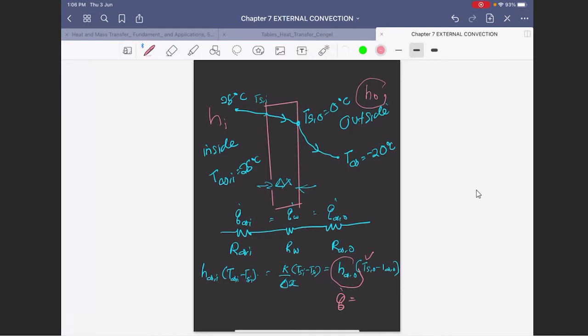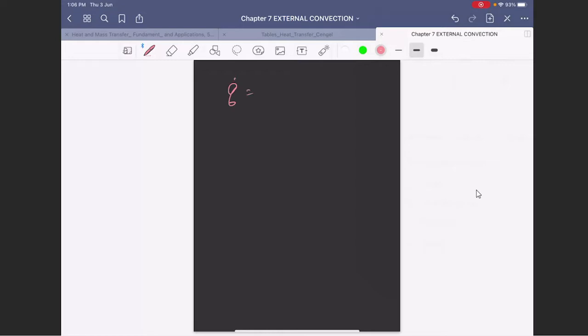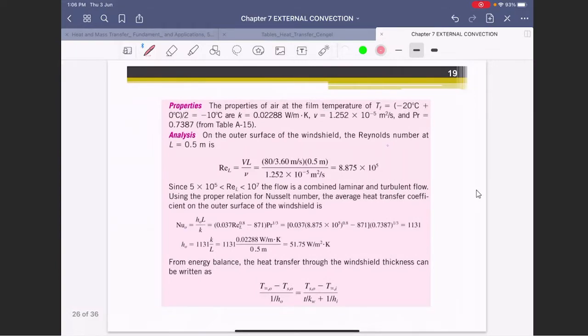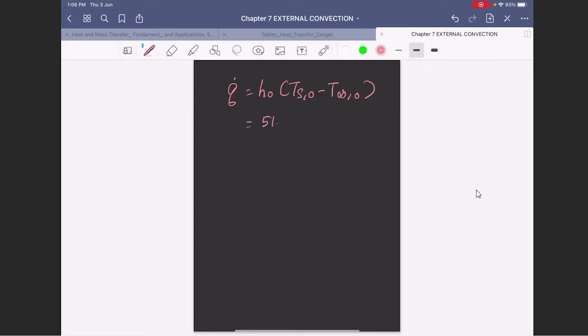So the Q is H outside times delta T. The H from your calculation just now is 51.75. T surface is 0, outside air is negative 20. I don't know the answer, so what is it? Because I don't use the way the book uses. Let me check. 20 times 51.75 is 1035. What is the unit? Watt per meter square, because we are considering the heat flux, so there is no A term.